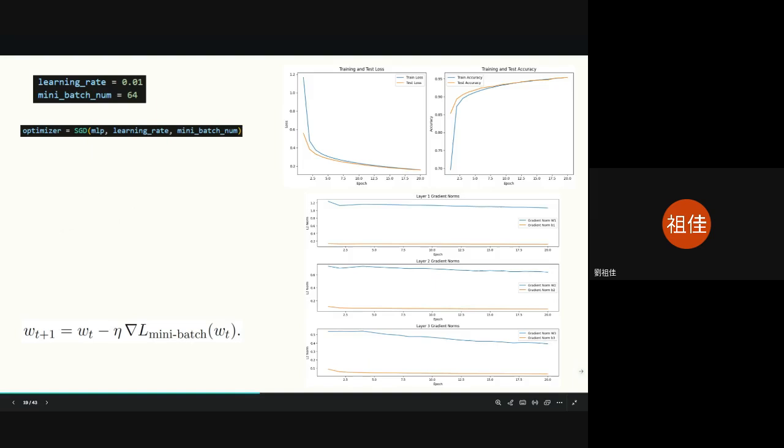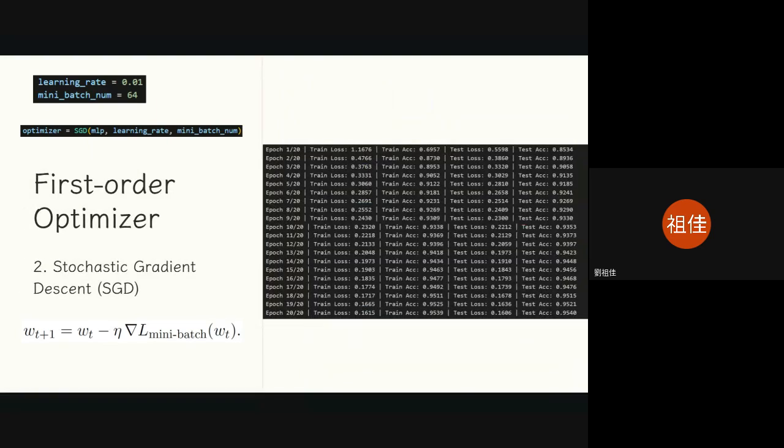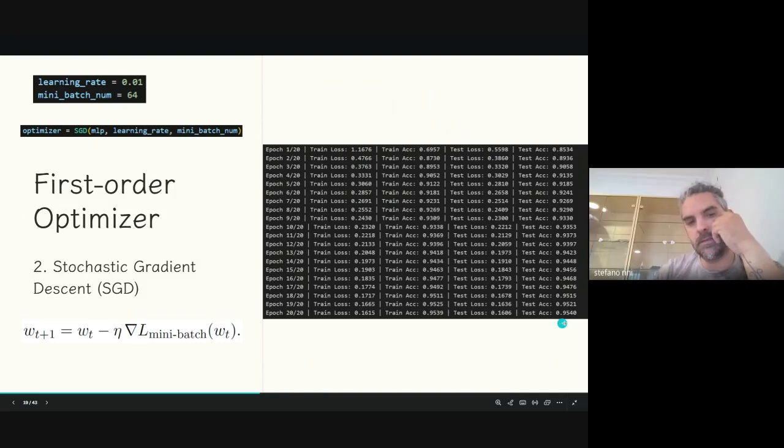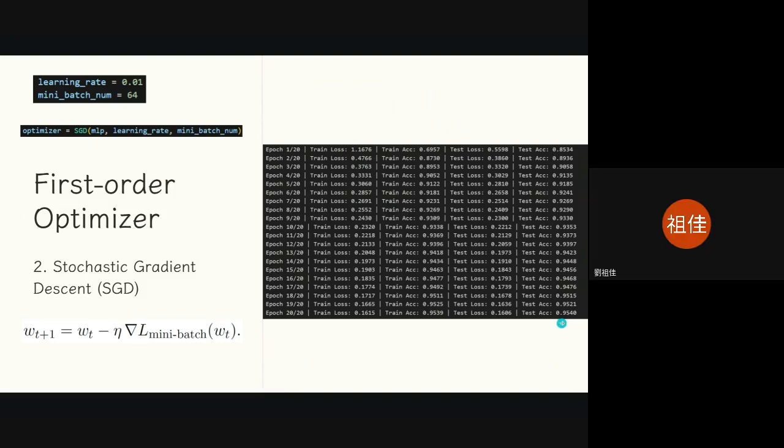Next page. So here's the actual data. We can see that the last epoch only has 95.4% accuracy. So it's slightly lower than GD, but it's also a good result.